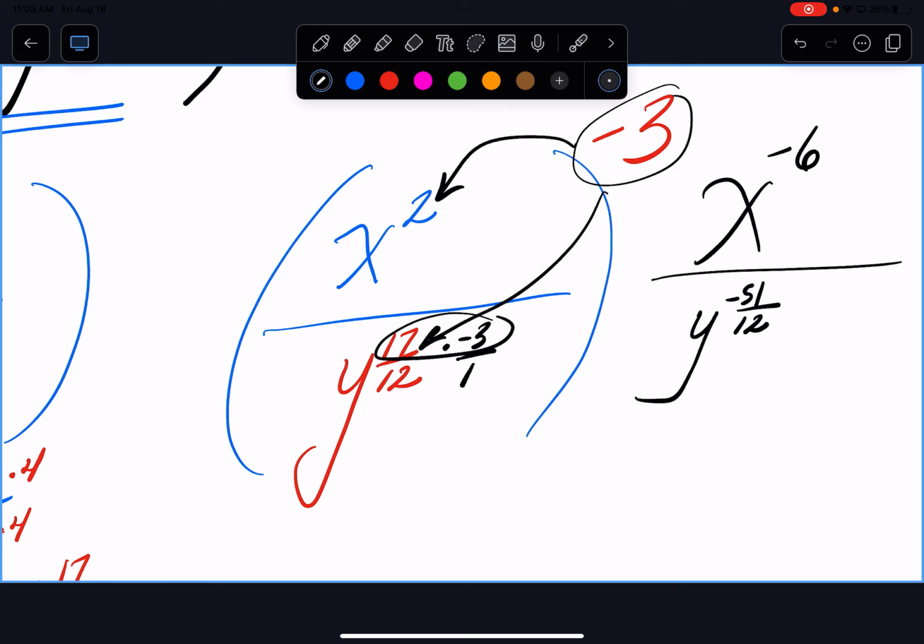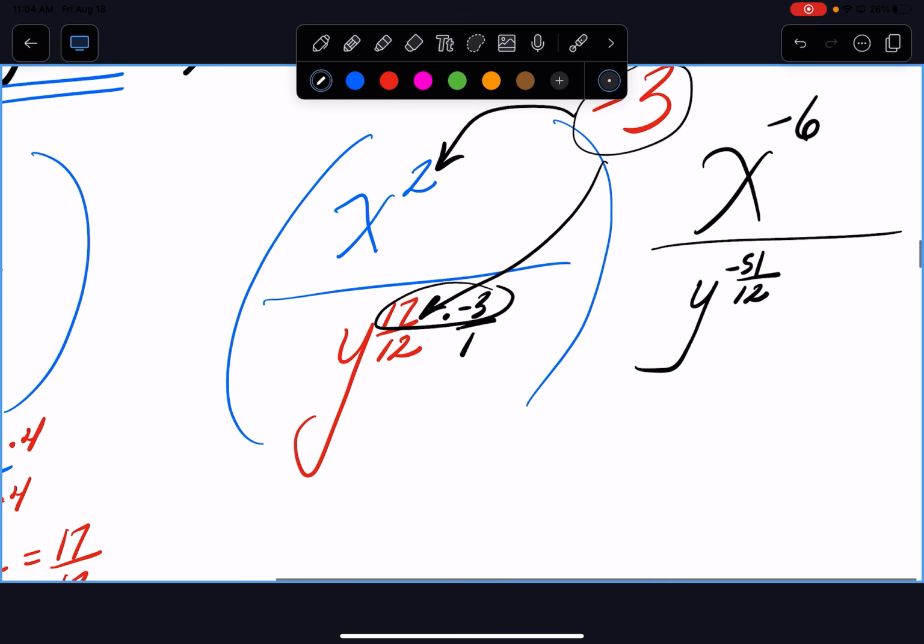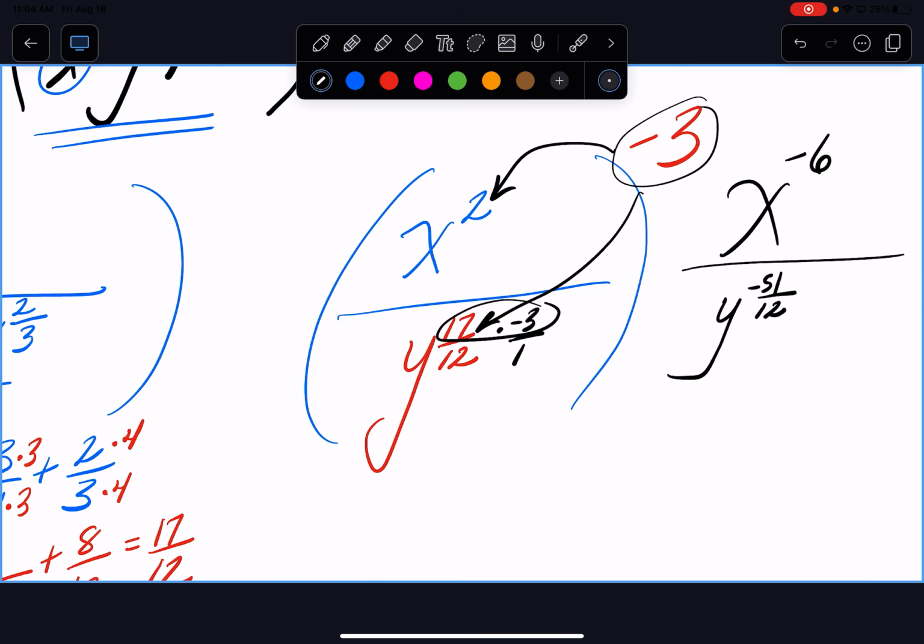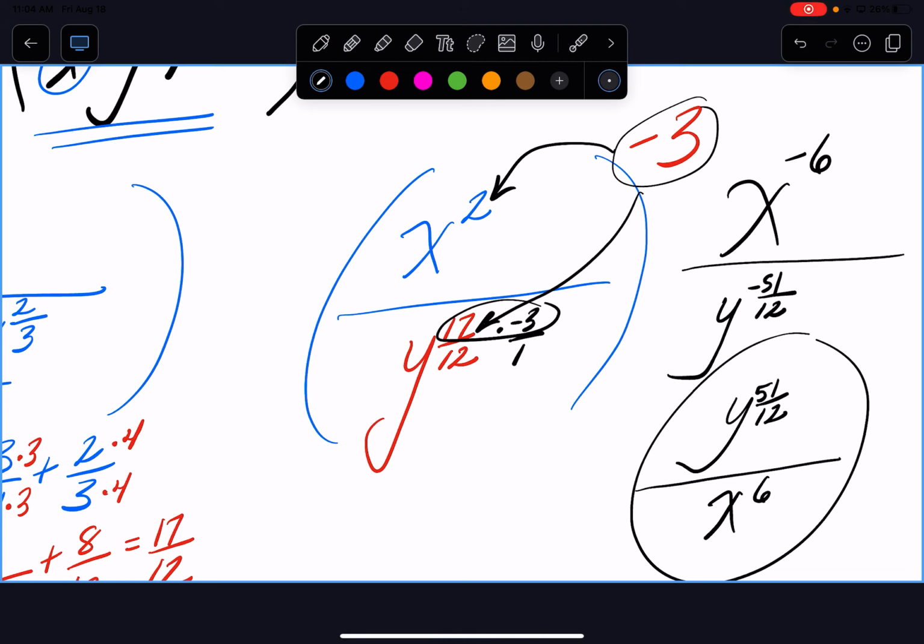Then you're like, my answer is getting better. Yeah? Isn't it? It's getting closer and closer to simplified. Is that an acceptable final answer? No, you're right. Negative exponents we need to write as positive. So we take y to the positive 51/12. I almost said negative. We know when we flip it, it becomes positive. And then we have x to the 6 on bottom. And aren't we good to go? We only have one y, one x.